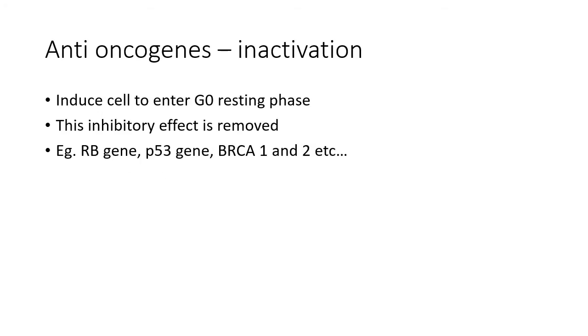Coming to the next regulatory gene, that is anti-oncogene. These anti-oncogenes normally have an inhibitory effect on cell growth. The inactivation of anti-oncogene, which happens in tumor, leads to loss of this inhibitory effect. Normally, these anti-oncogenes induce the cell to enter the G0 or resting phase. When they are inactivated, this inhibitory effect is removed. The major anti-oncogenes include RB gene, P53 gene, BRCA1 and 2 genes, which are implicated in breast cancer, etc.